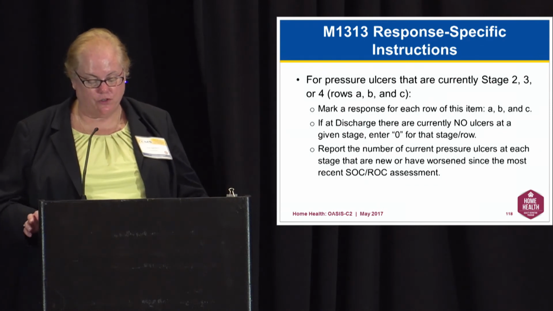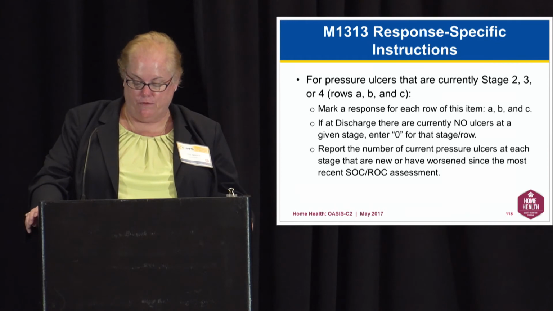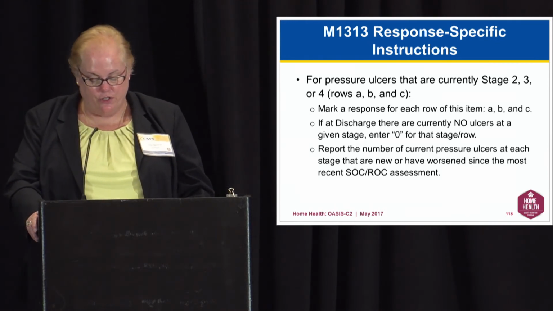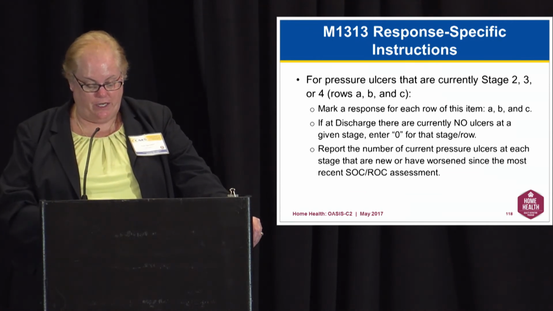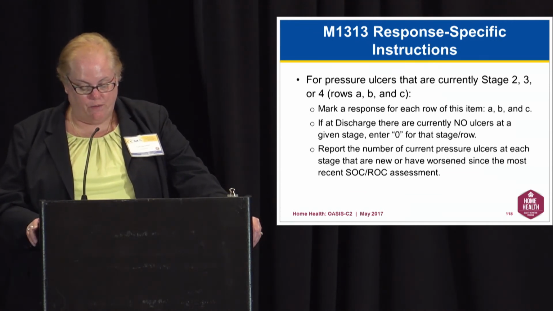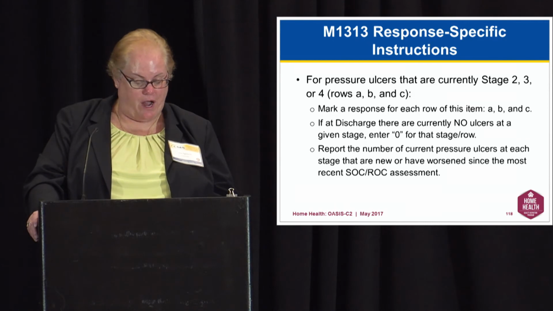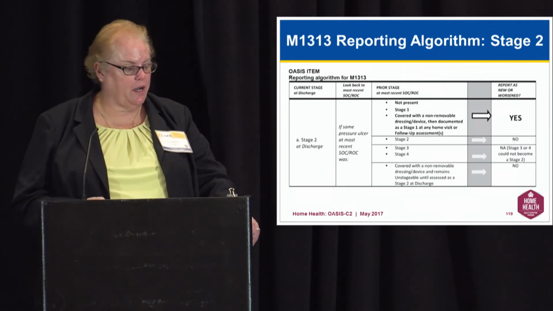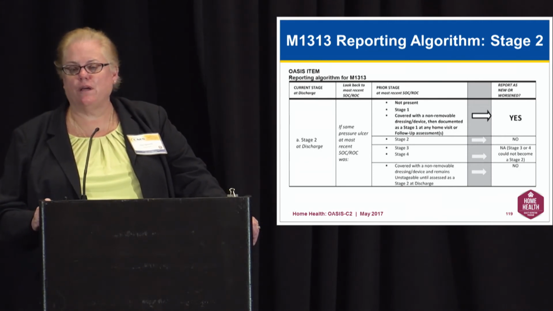For pressure ulcers that are currently stage 2, 3, or 4, mark a response for each row in items A, B, and C. If at discharge there are currently no ulcers at the given stage, enter 0 for that stage and row, and report the number of current pressure ulcers at each stage that are new or have worsened since the most recent SOC/ROC.